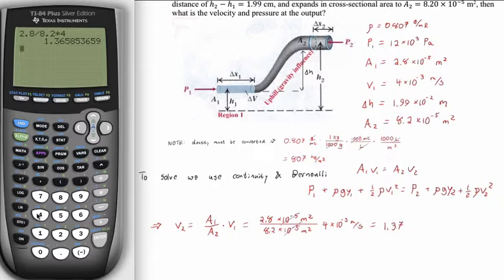All right, now let me first write it in meters per second, which is the same as 1.37 millimeters per second. Looks good. So notice that the velocity is entirely dependent on the change in cross-sectional area. The change in height had no effect on velocity, and that's important to remember. However, velocity is relevant for finding the final pressure, because that final pressure, P2, is going to be affected by both the change in height, because we've lost hydrostatic pressure, and by the decrease in velocity.